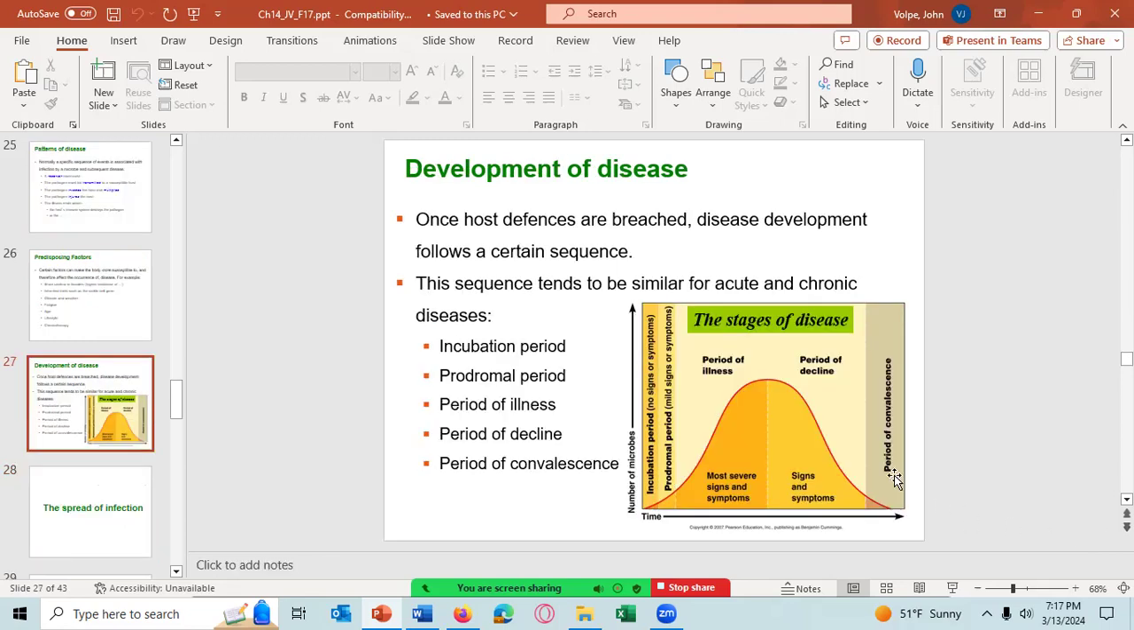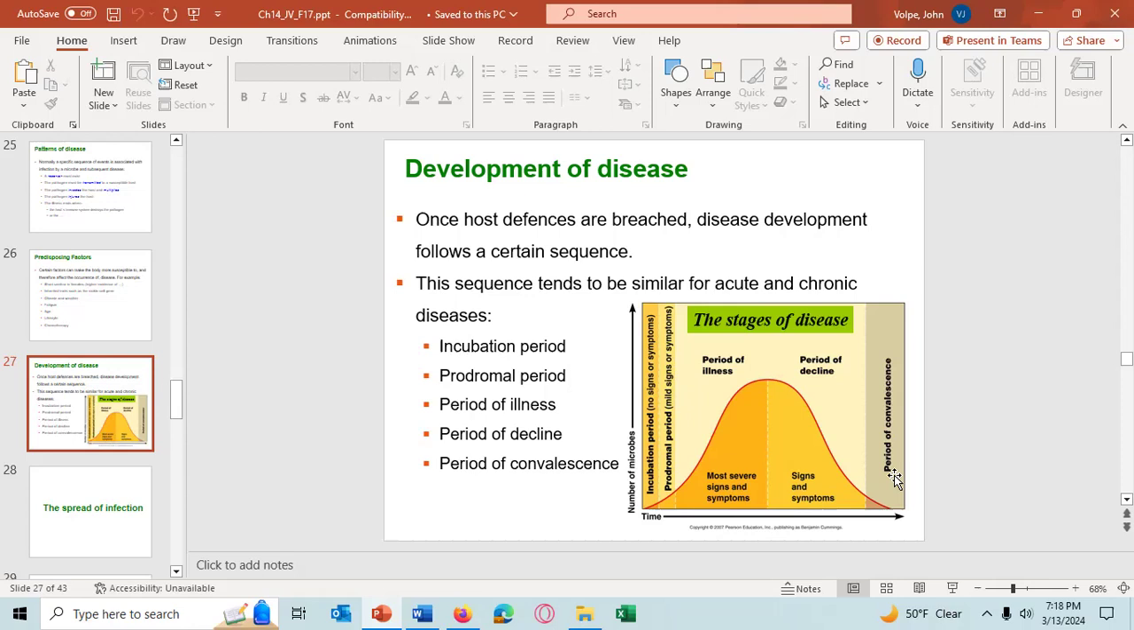You should know about the stages of disease development. Before an individual becomes infected, they have to get infected by the organism. And before any signs or symptoms appear, we call that the incubation period. Following the incubation period is usually the prodromal period, where the signs and symptoms are mild. That's followed by the most severe signs and symptoms of the period of illness, followed by the period of decline. For example, a patient who has a fever, when the fever breaks, that's when they've entered the period of decline.